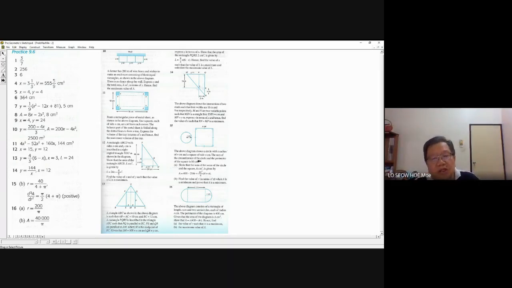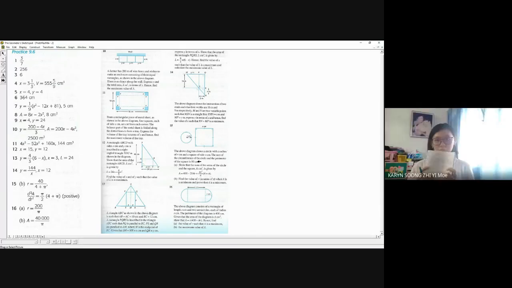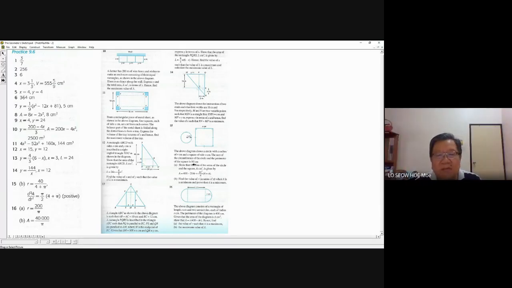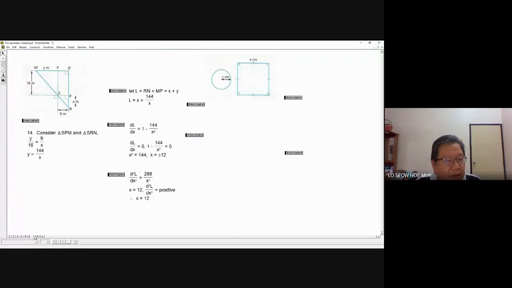Now, each time they give you a certain value, like for example, the perimeter is 80, what are they actually trying to tell you? They're asking you to form a relationship. If they give you the value, that means you have to form an equation. So to form an equation, you have to write out what is equal to the perimeter.